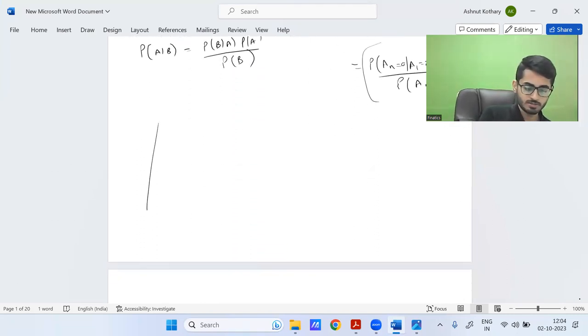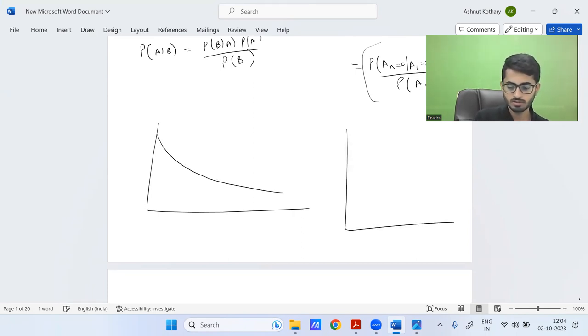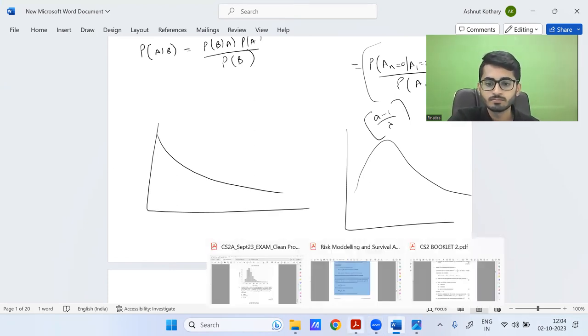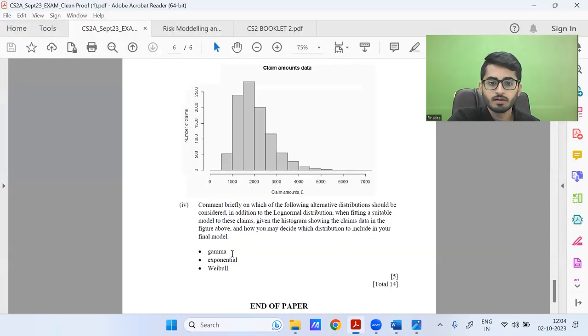I mean, exponential distribution looks something like this. Gamma looks something like this, maybe. Okay. So here, mode is zero for exponential. For gamma, mode is nothing but (alpha minus 1) by lambda. This is the mode. So if we take a look at it, exponential will not be good.